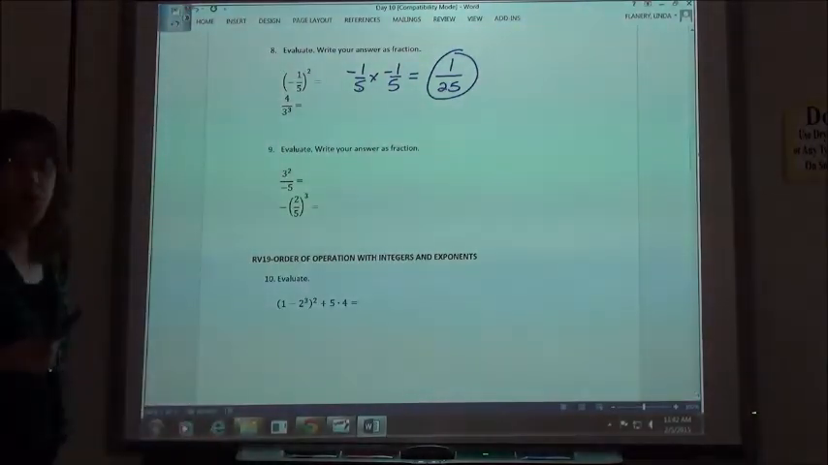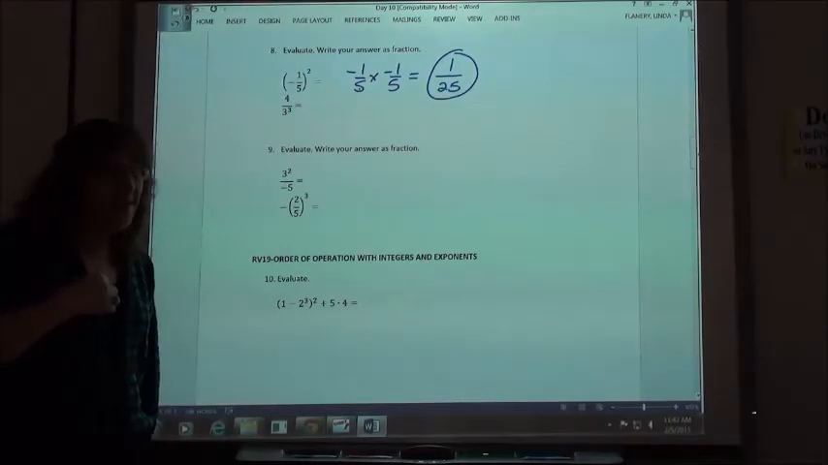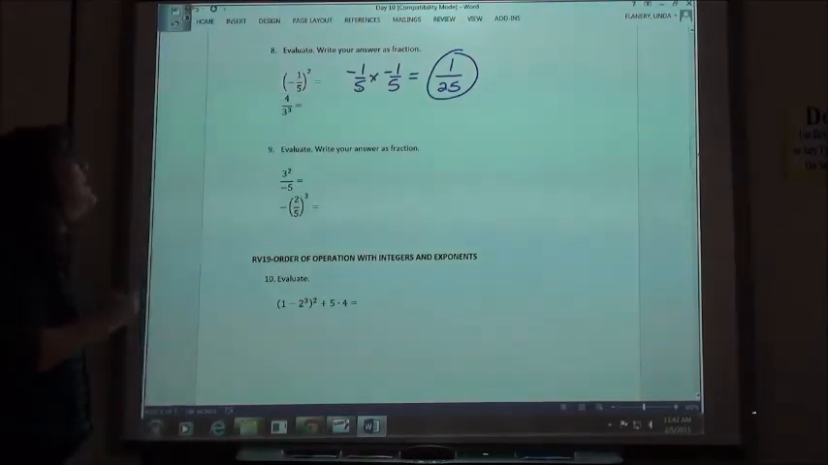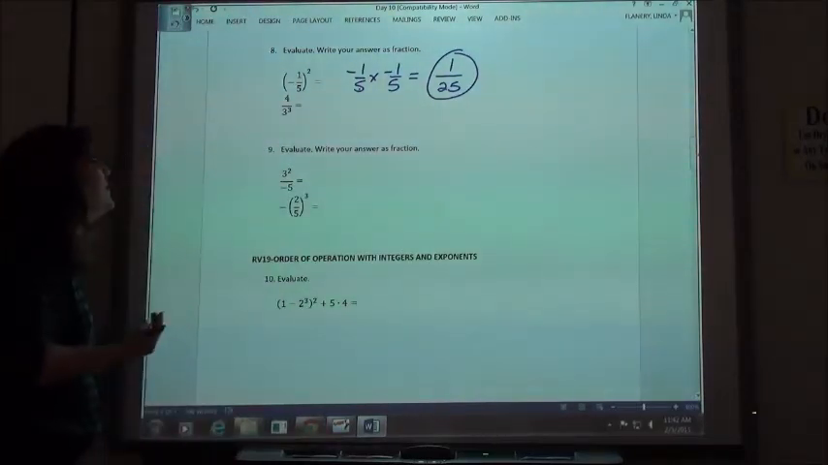By the way, if you circle your answers when you're doing your homework pages, it makes it a lot easier for me to find which one you meant was the right answer. So write neatly so I can read your numbers, and circle your answers.